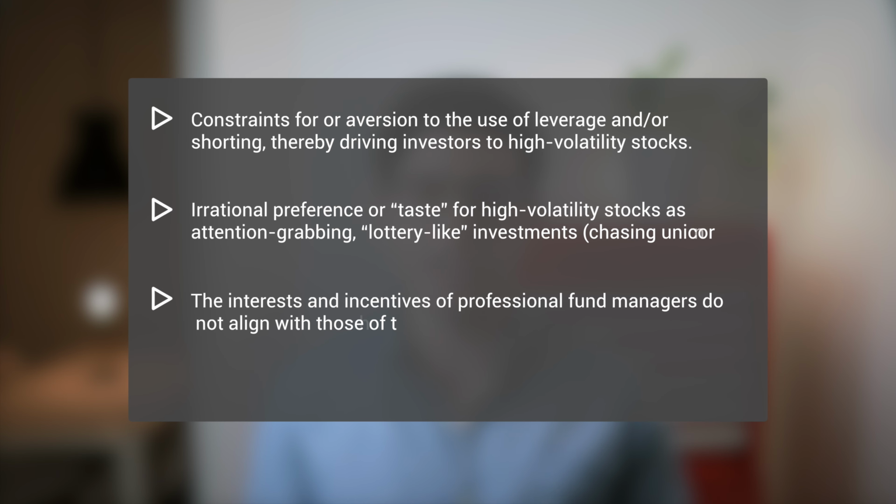Several explanations have been proposed for the low volatility anomaly. First, constraints for or aversion to the use of leverage and/or shorting, thereby driving investors to high volatility stocks. Second, irrational preference or taste for high volatility stocks as attention-grabbing, lottery-like investments. And third, the interests and incentives of professional fund managers do not align with those of their clients.